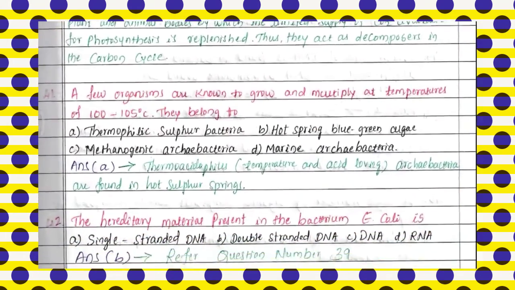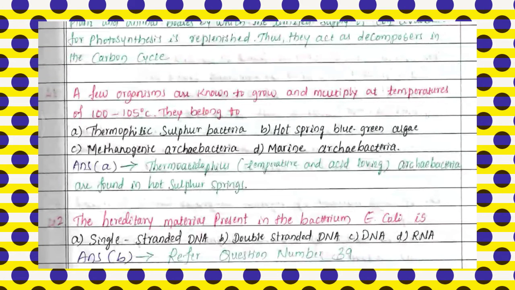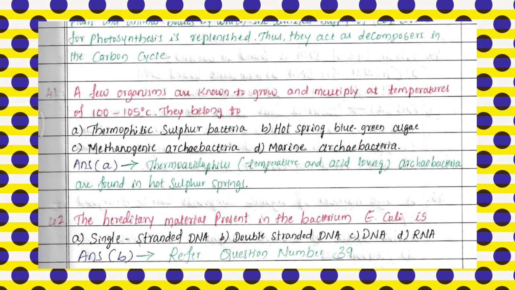Next, 41. A few organisms are known to grow and multiply at temperatures of 100 to 105 degrees Celsius. They belong to: A. Thermophilic sulfur bacteria, B. Hot spring blue-green algae, C. Methanogenic archaebacteria, D. Marine archaebacteria. Answer is A. Thermophilic sulfur bacteria. These are thermoacidophiles, temperature and acid loving, you can say. Archaebacteria are found in hot sulfur springs.